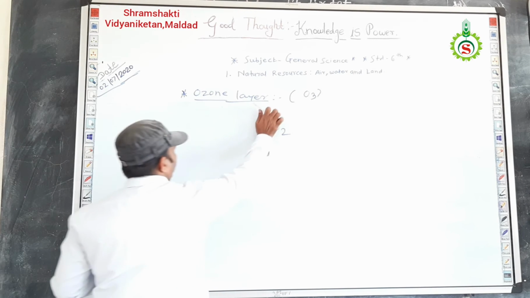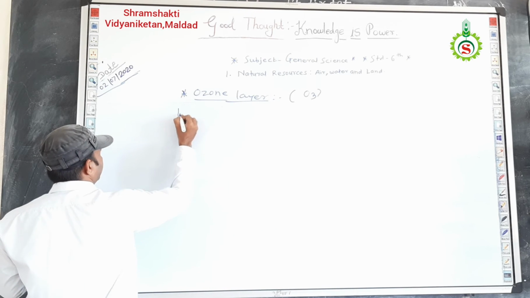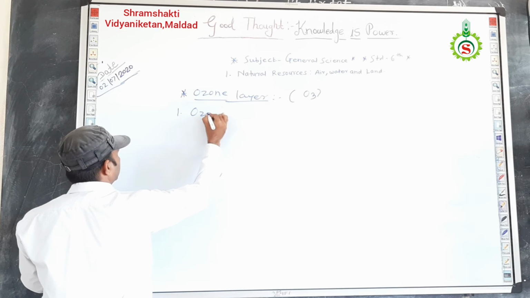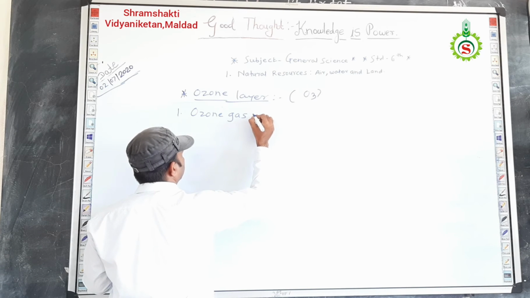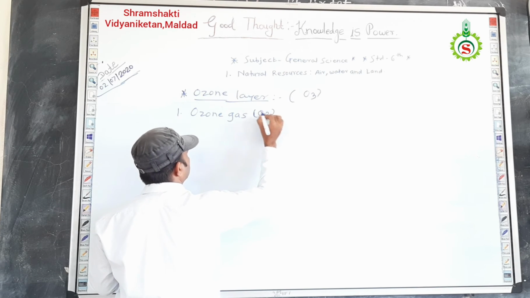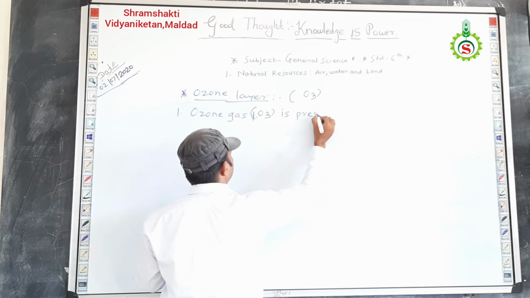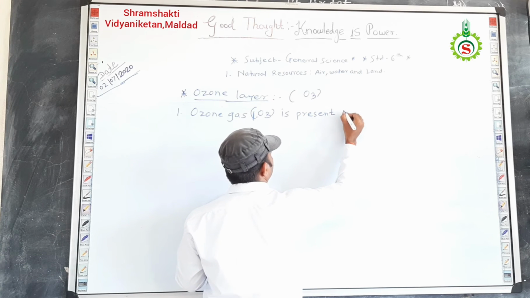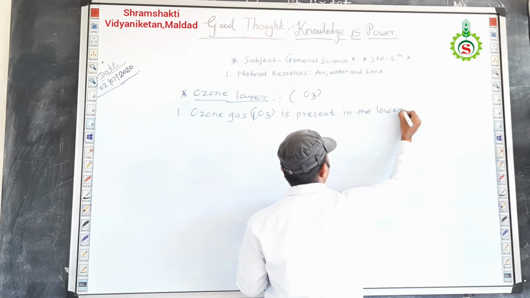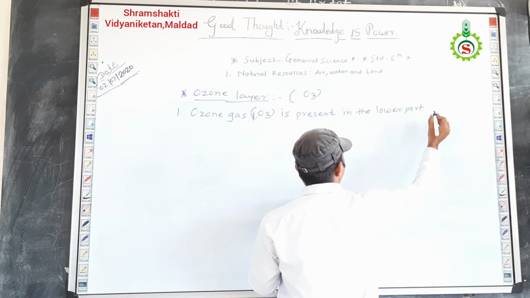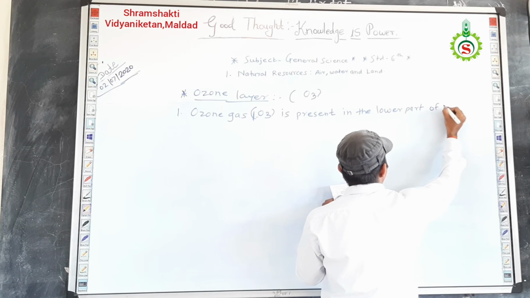So we write the first point: ozone gas is present in the lower part of the stratosphere. What is the stratosphere? The stratosphere is the second layer of the atmosphere, and ozone is in the lower part of the stratosphere.